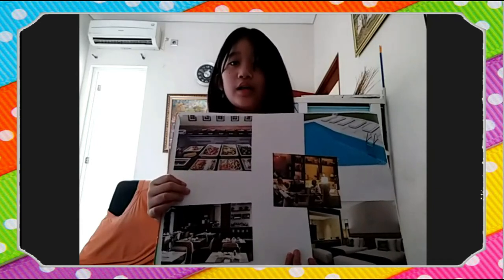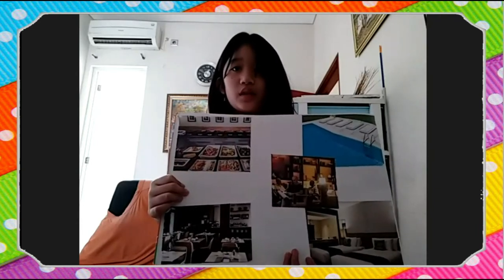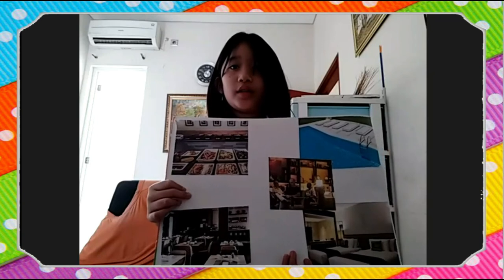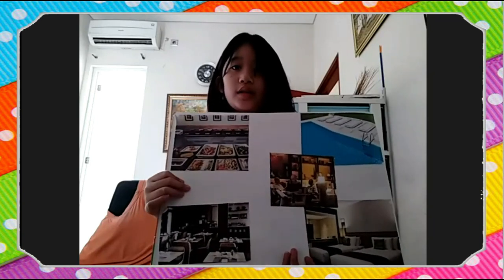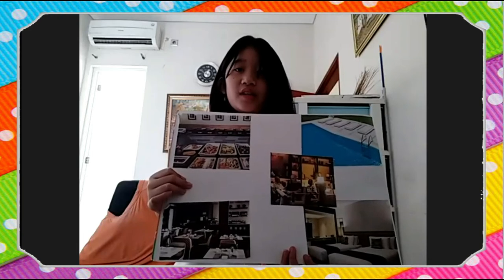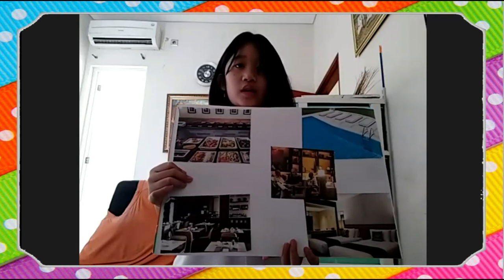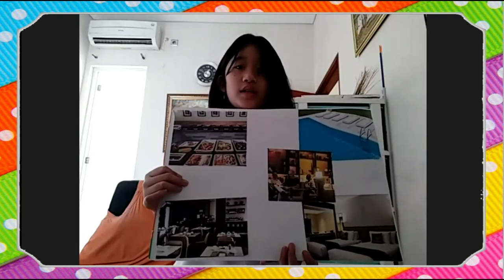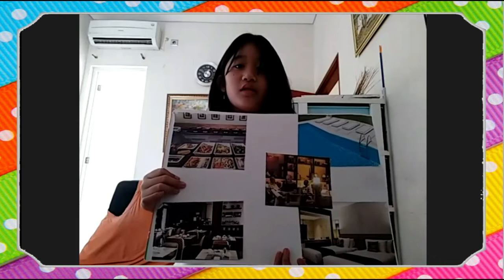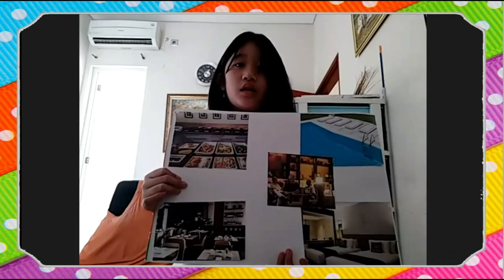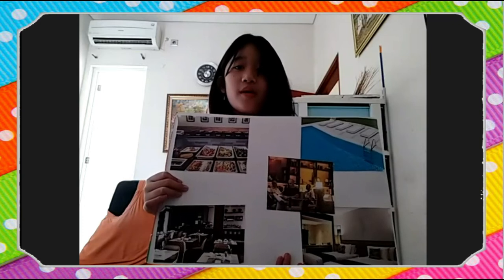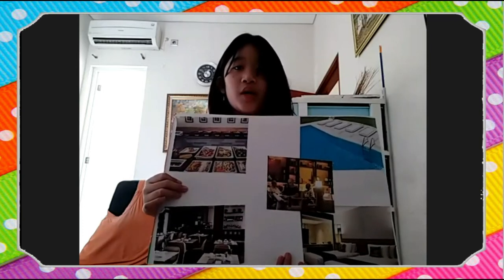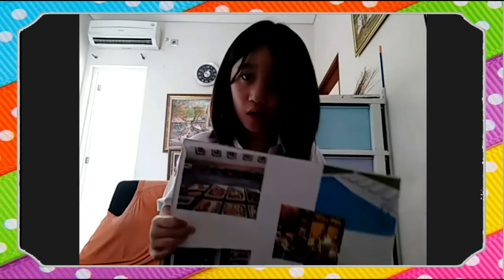I see a right angle. The right angle is 90 degrees. The obtuse angle is 100 degrees. The acute angle is 50 degrees. As a Christian student, we have to measure the building accurately so it will be safe for the people who live in my hotel. Thank you for listening.